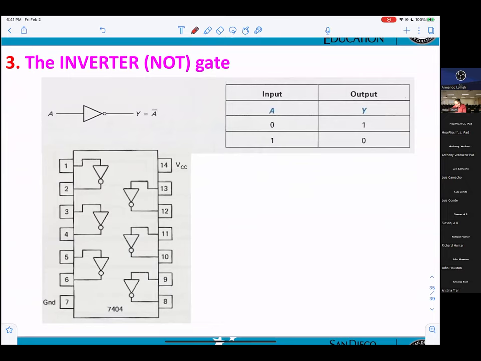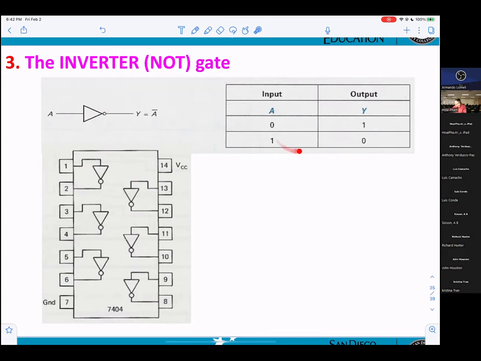Now, the inverter. This is the symbol for the inverter. Input A and output Y equals not A. Not A means A is 0, then output will be 1. A equals 1, output will be 0. Okay? That's the symbol here.